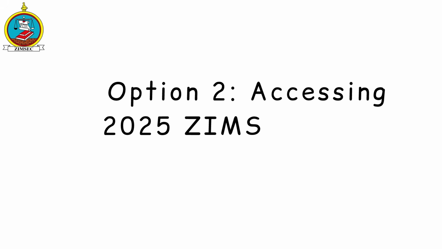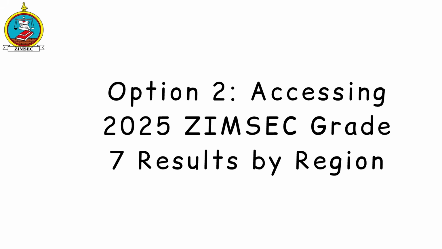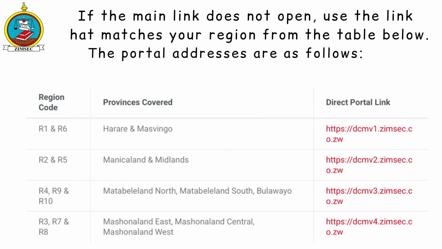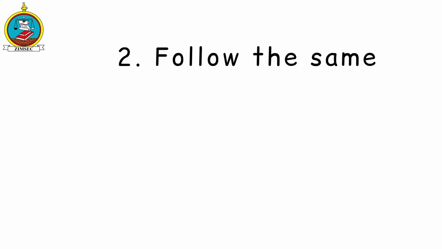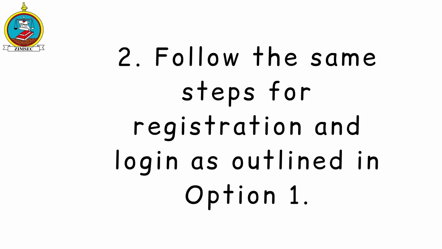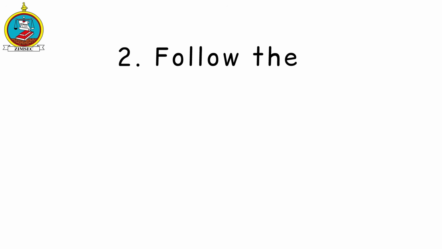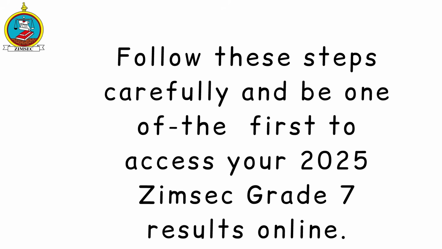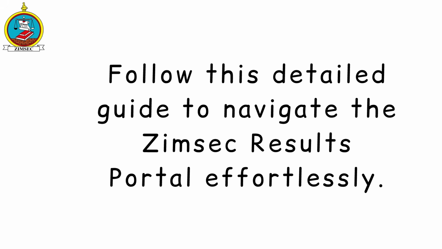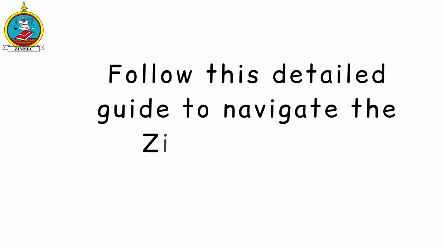Option 2, accessing 2025 ZIMSEC Grade 7 results by region. If the main link does not open, use the link that matches your region from the table below. Then follow the same steps for registration and log in as outlined in option 1. Follow these steps carefully and be one of the first to access your 2025 ZIMSEC Grade 7 results online. Follow this detailed guide to navigate the ZIMSEC results portal effortlessly.